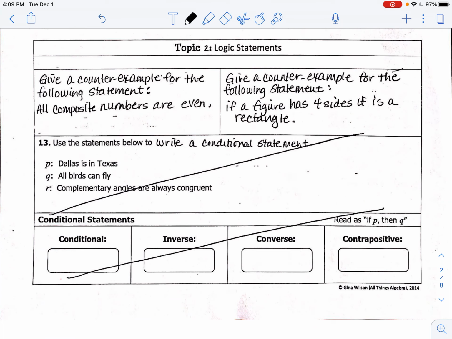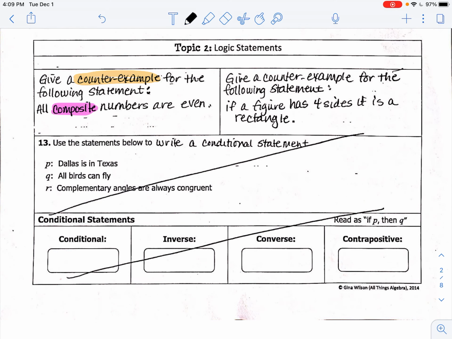Give a counterexample for the following statement. All composite numbers are even. Okay, so let's talk about a counterexample. A counterexample is an example that's going to disprove a statement. So let's think about composite numbers now. Composite numbers have factors more than just one and itself.